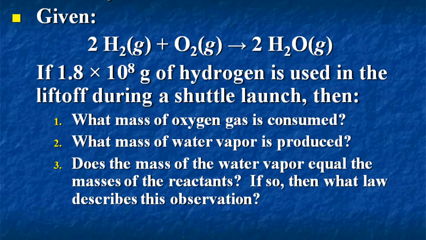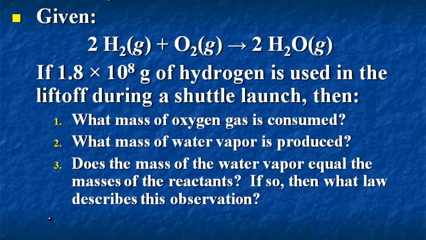Okay, let's do another problem. So here is an equation given. This is when the hydrogen gas is used as a fuel in shuttle launch. This is the formation of water. It's an explosive reaction with a lot of heat produced, and that is the heat energy they use for the shuttle launch. So if 1.8 × 10^8 grams of hydrogen is used in a liftoff during a shuttle launch, then we have to answer a couple of questions.